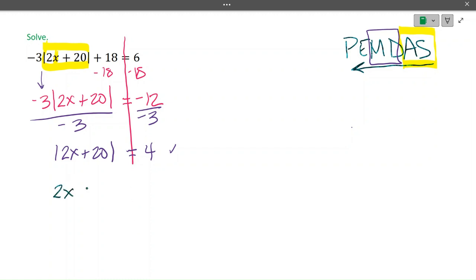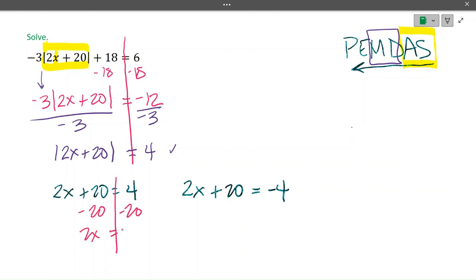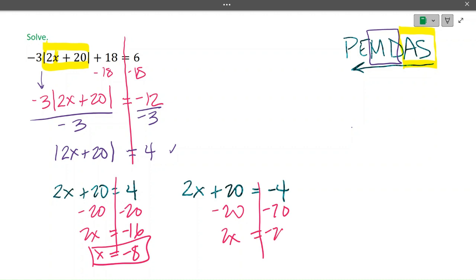So I'm going to set up my first equation, 2x plus 20 equals positive 4. And my second equation is going to be 2x plus 20 equals negative 4. And now I'm going to solve these using the order of operations. Once again, I'm doing any addition or subtraction, and then any multiplication or division. So I am going to go ahead and subtract 20 from this side, and I'm left with 2x equals negative 24, divide by 2, and x equals negative 12.